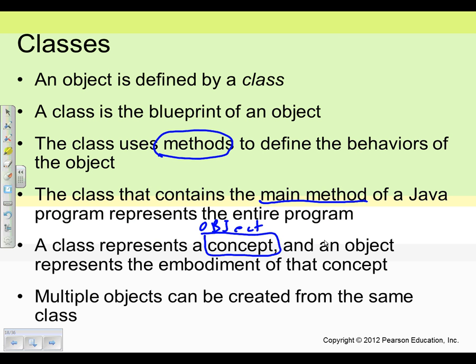Okay. Now, this is the important thing. Multiple objects can be created from the same class. Why can multiple objects be created from the same class? Well, how many students are in this class? I told you at the beginning, 18, right? So I need 18 different student objects to be created for this class. Okay, so we're going to look at code. In a few minutes, we'll work through all of this.